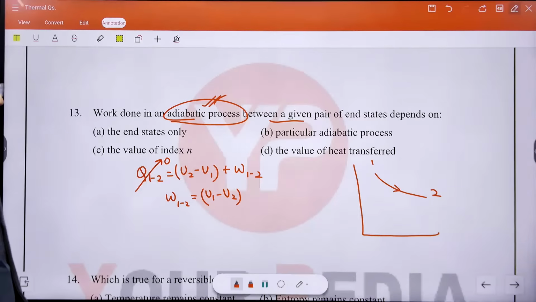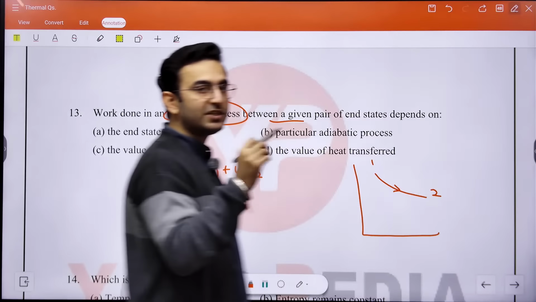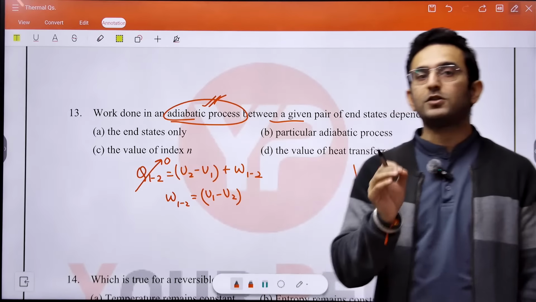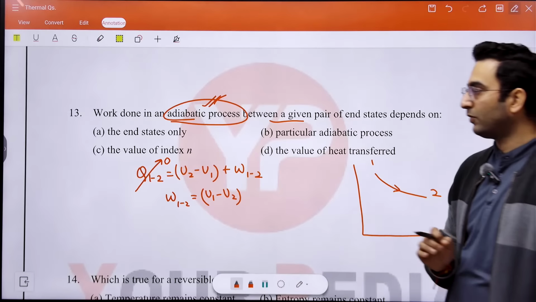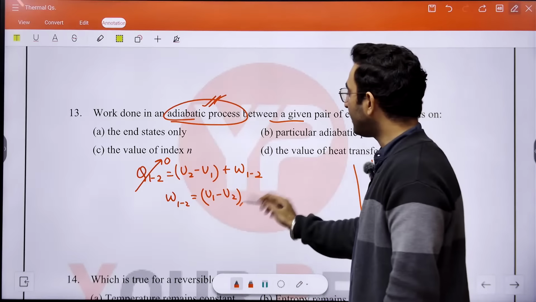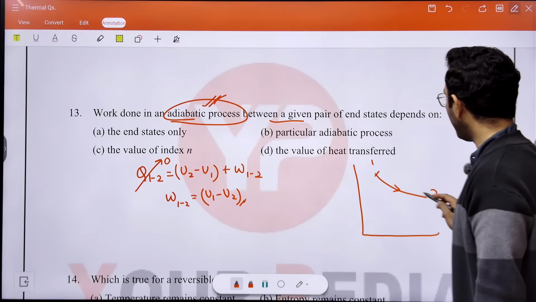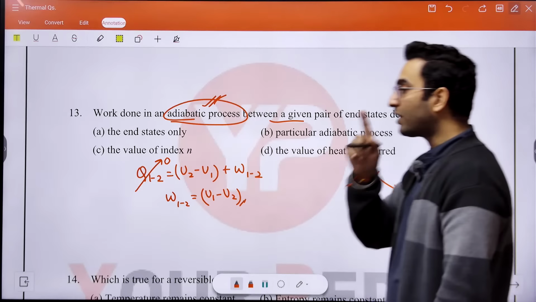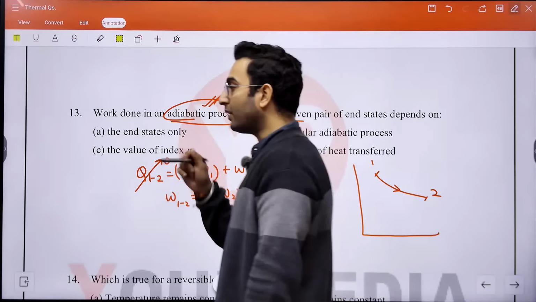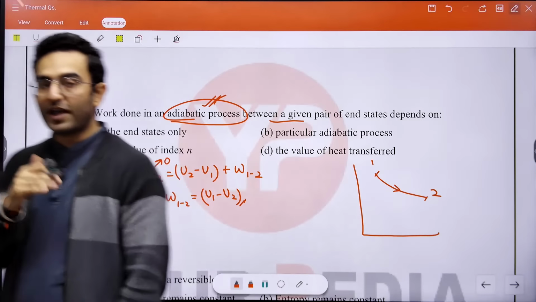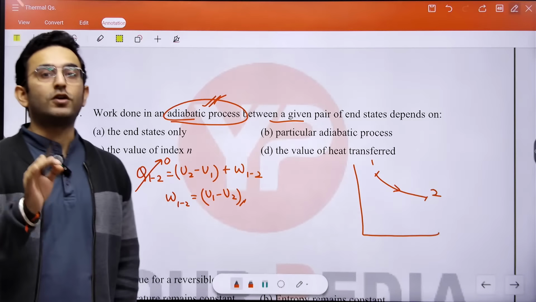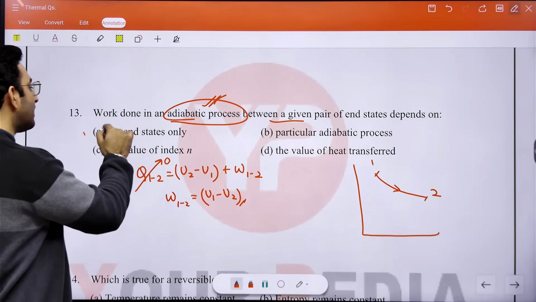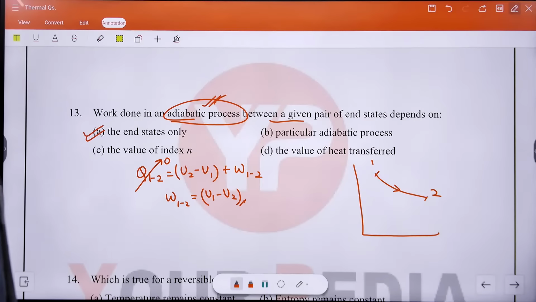So in that case, I can say the work is depending upon the change in internal energy, and change in internal energy is a property of the system here. It depends upon the initial and final state, that is point number 1 and point number 2. You also have to remember that work is always a path function, but this is a special case in which the work can be considered as a point function also. So I can say in an adiabatic process, it is depending upon the end states only.